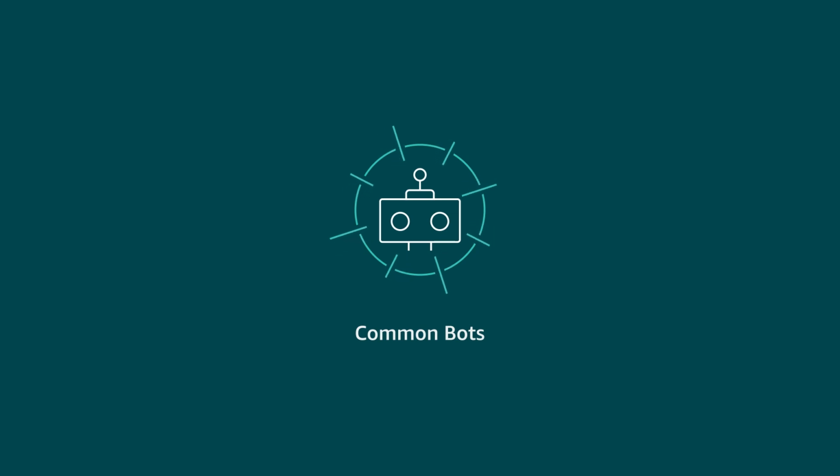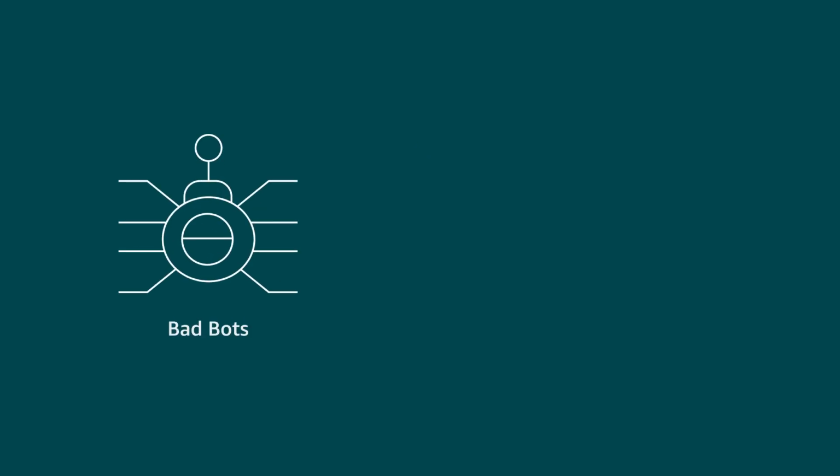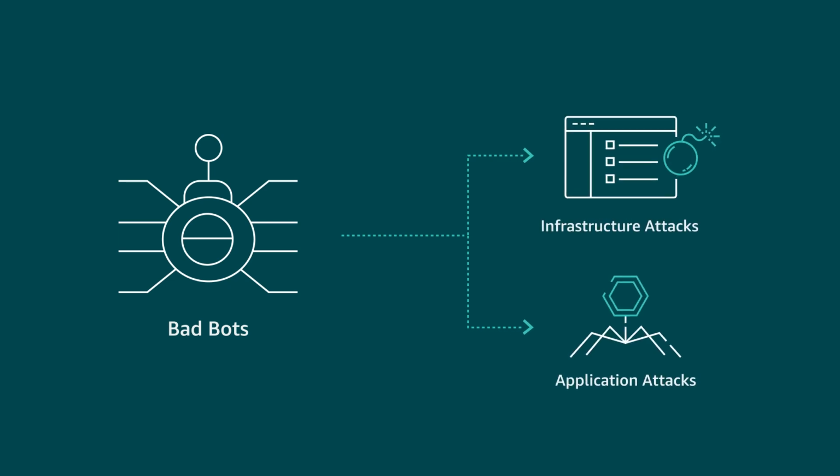First, we'll go over some examples of good bots. There are search engine bots such as Googlebot that can update their indices of your website's content to provide end users relevant results. Also, there are monitoring bots that will ping your website to ensure that it's working and online. However, there are also bad bots such as web scrapers, vulnerability scanners, and spam bots that you want to block before they reach your infrastructure and application.